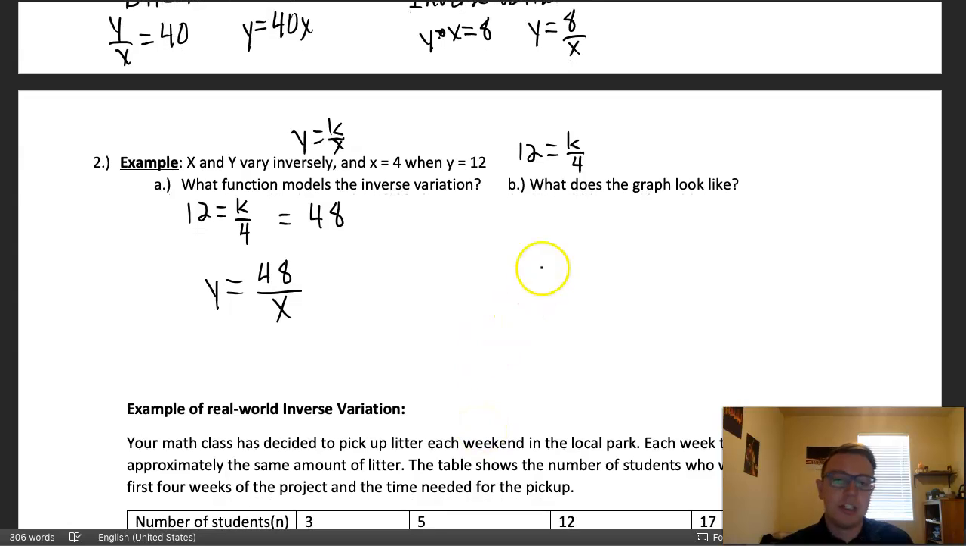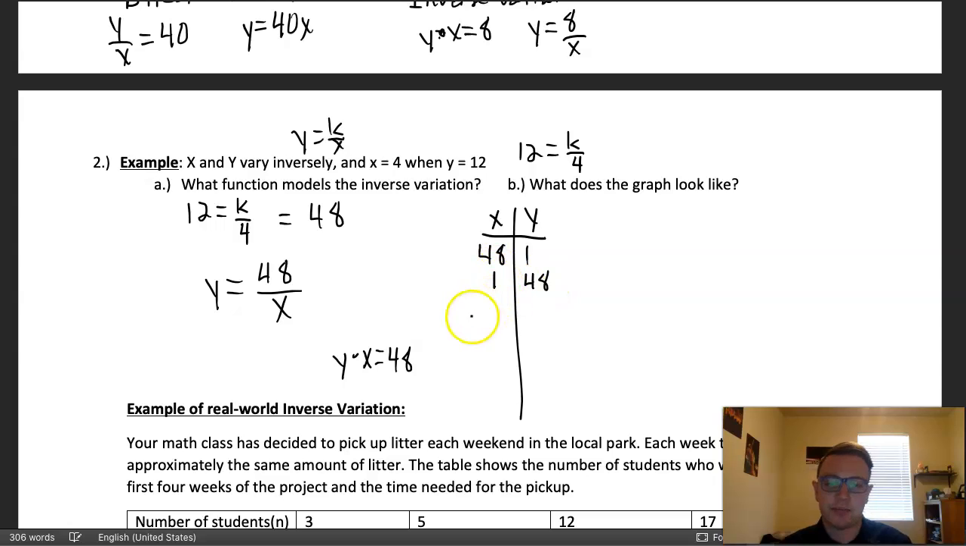And now the question is, what does our graph look like? Okay, well, let's start out by trying to make a table of values. We're going to have x and y here. To make this table of values, it also might help to think about this as y times x is equal to 48. In other words, we're looking for two numbers that when multiplied together make 48. Well, if x is 48, y has to be 1. And if y is 48, x has to be 1.